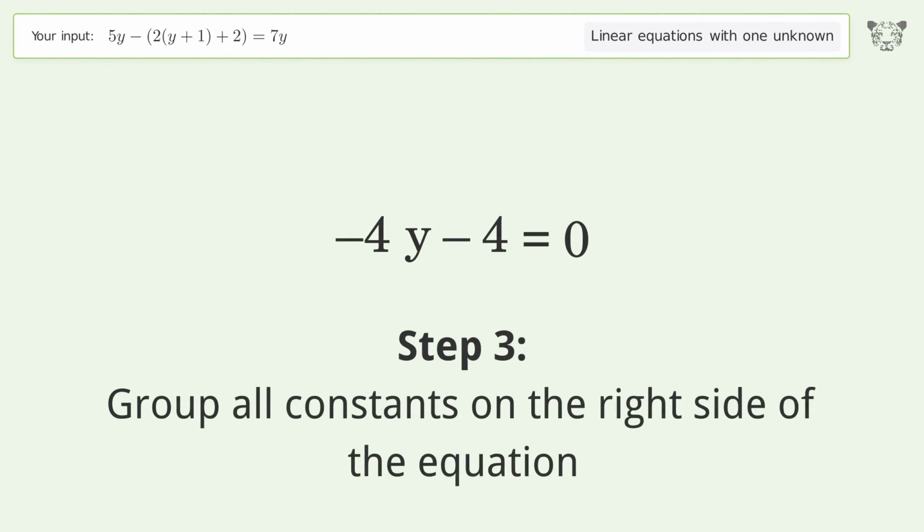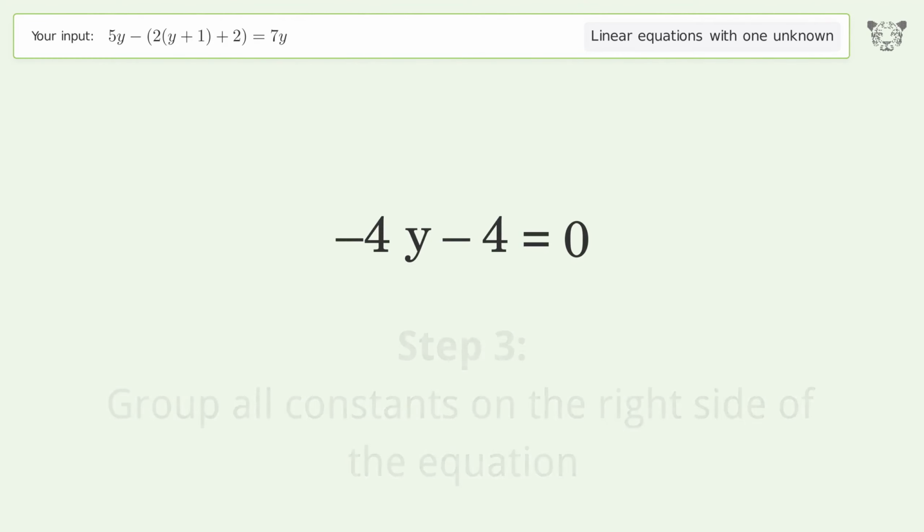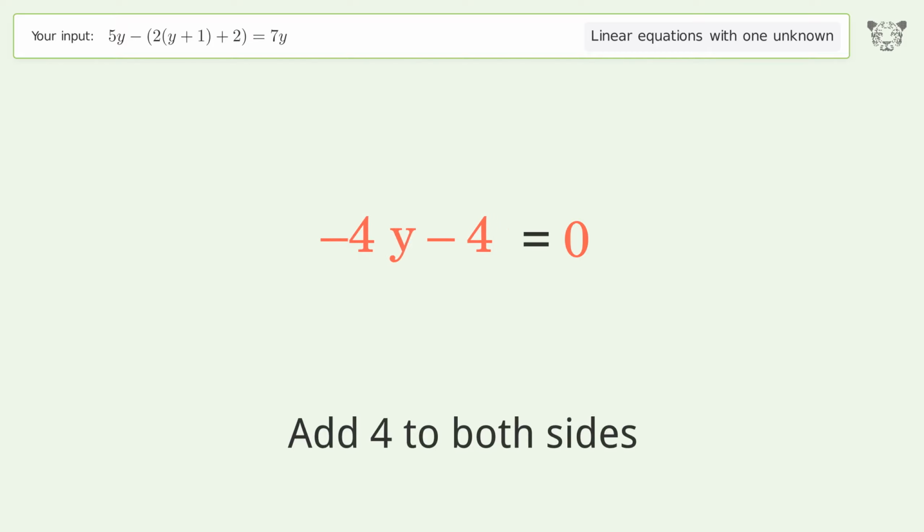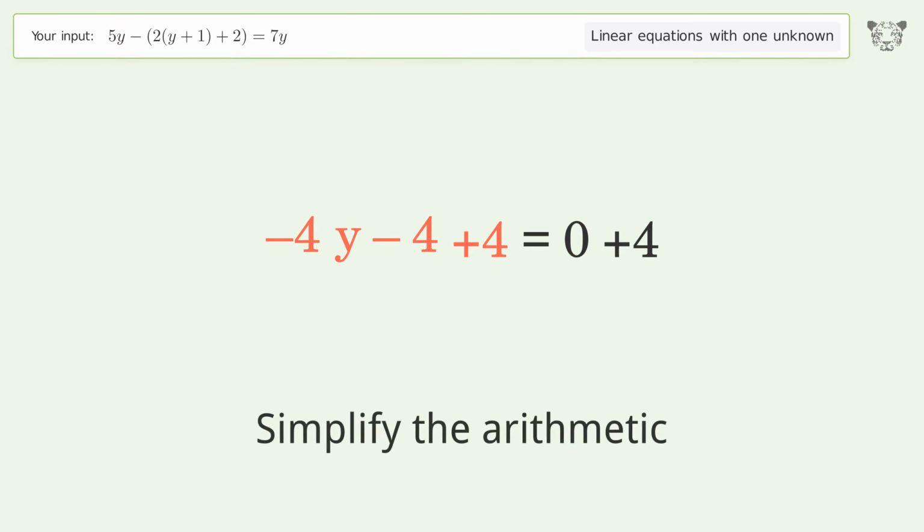Group all constants on the right side of the equation. Add 4 to both sides. Simplify the arithmetic.